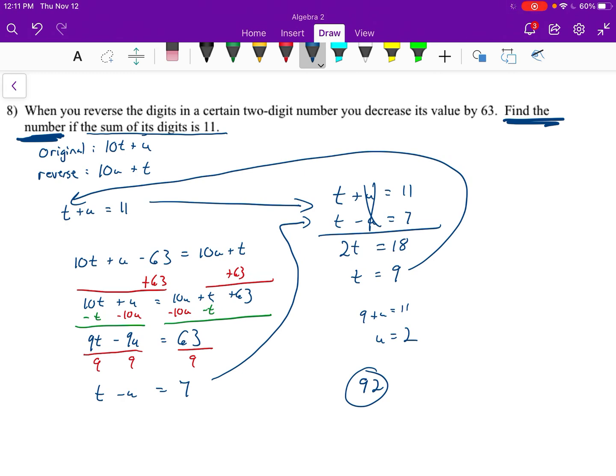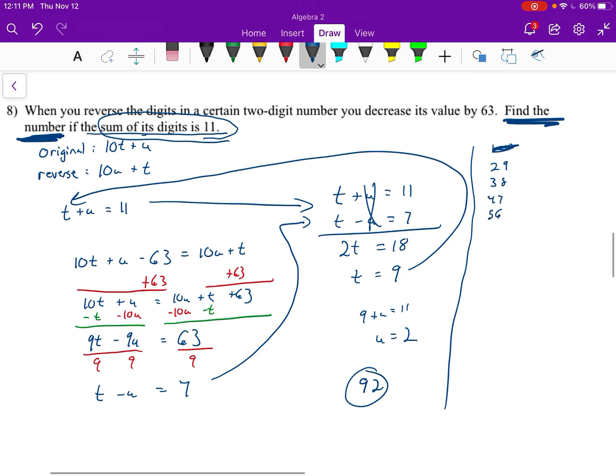There's also a thinking-through way of doing this. The key is this over here: the sum of the digits is 11. So what we're going to do is come up with all possibilities of how the sum of the digits can be 11. 1 plus 10 is 11. Well, 10 isn't a digit, so that doesn't work. So 2 and 9, 3 and 8, 4 and 7, 5 and 6, 6 and 5. All I'm doing is picking two digits that add up to 11. And once you write them, you end up getting the reverse of them.